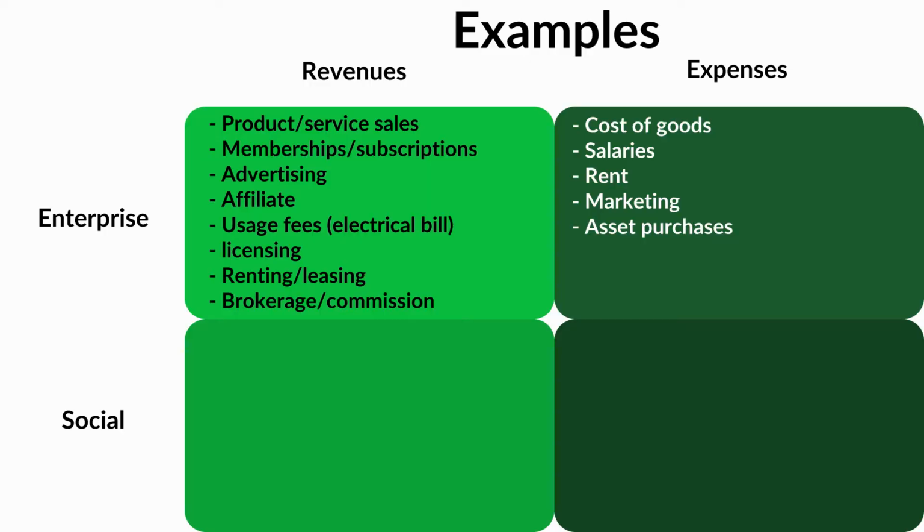Then on the expenses side, for a standard business, we expect the cost of the goods that you're producing, salaries of the staff, rent, marketing expenses, and assets. All of the typical expenses that we see in any kind of business.